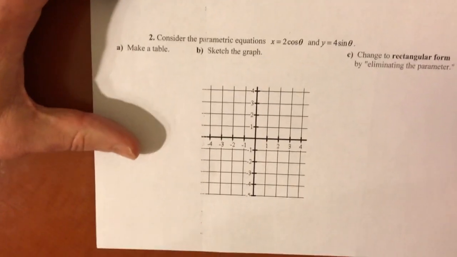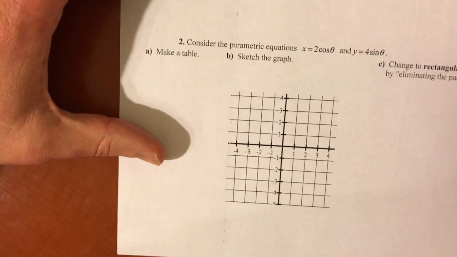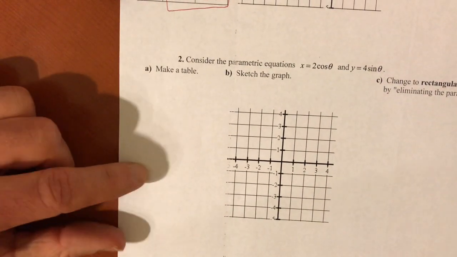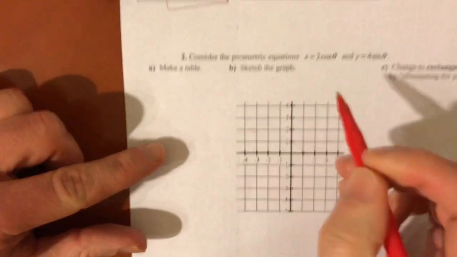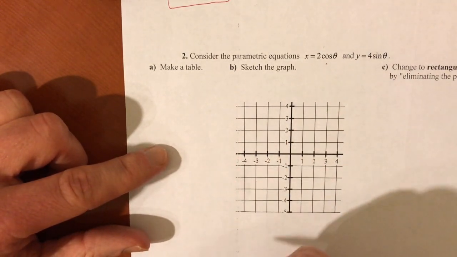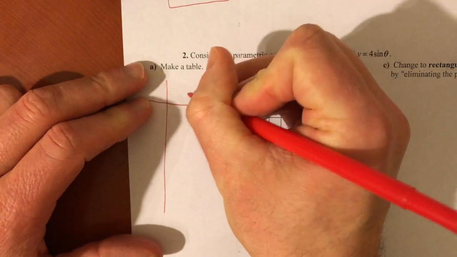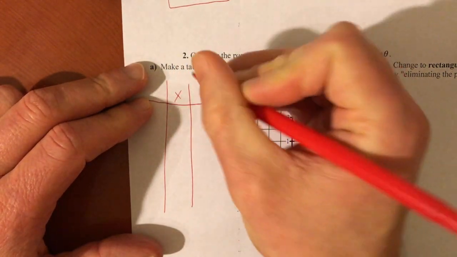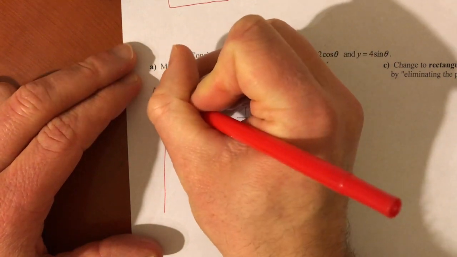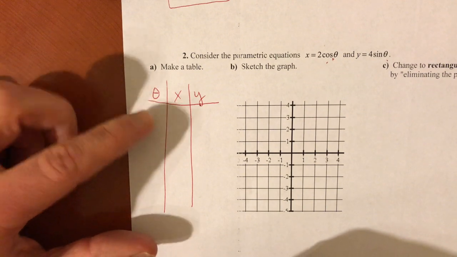This one, a classic. Got some trig here. Everybody loves trig. So here's what we got. X is 2 cosine of theta. Y is 4 sine of theta. I'm going to make a table. Sometimes when it's trig, instead of using t, they'll use theta. That's the parameter, or the common variable that's tying those together.